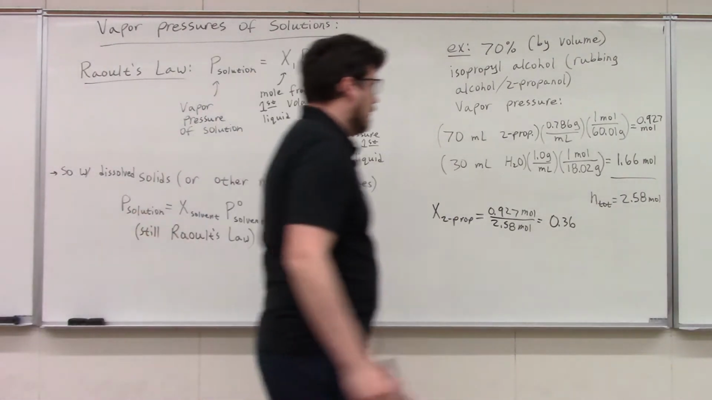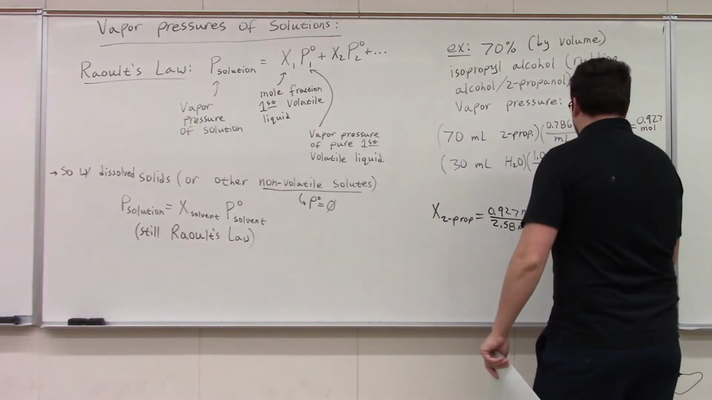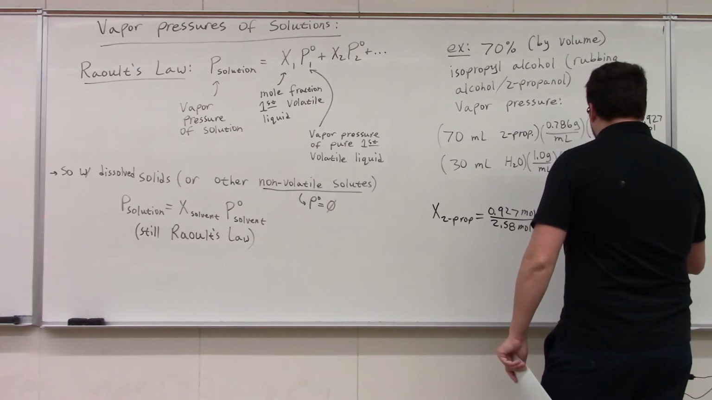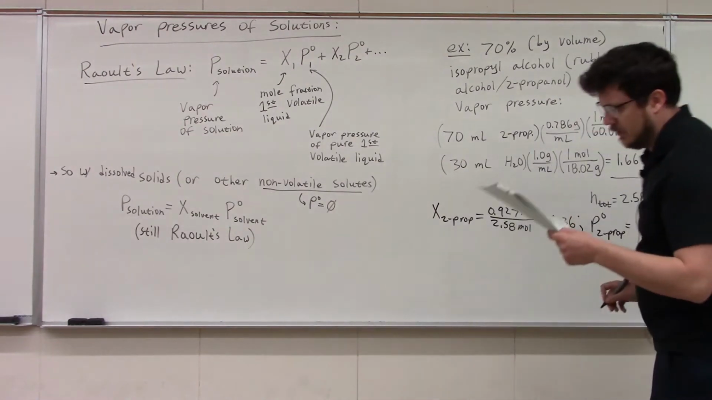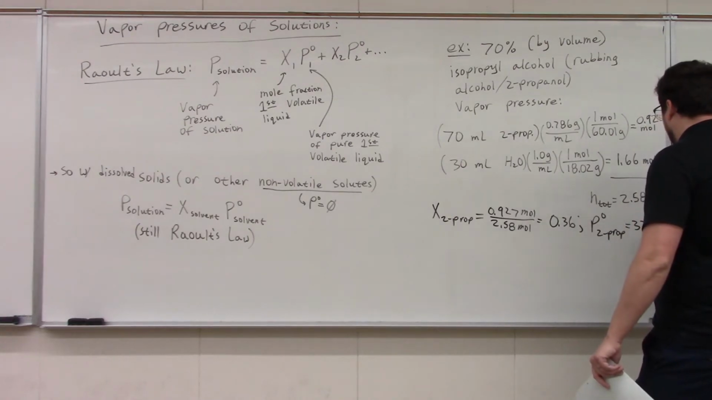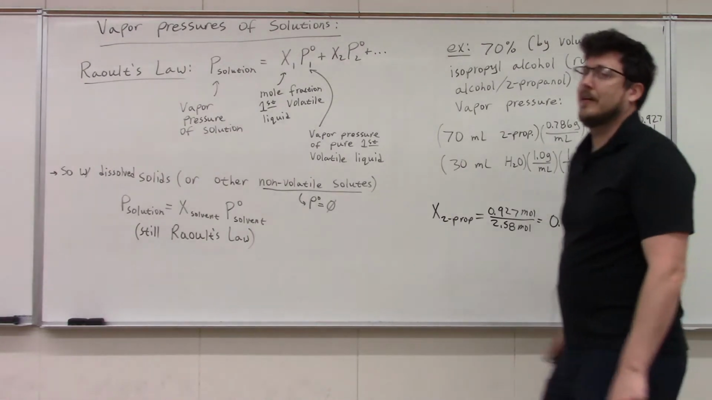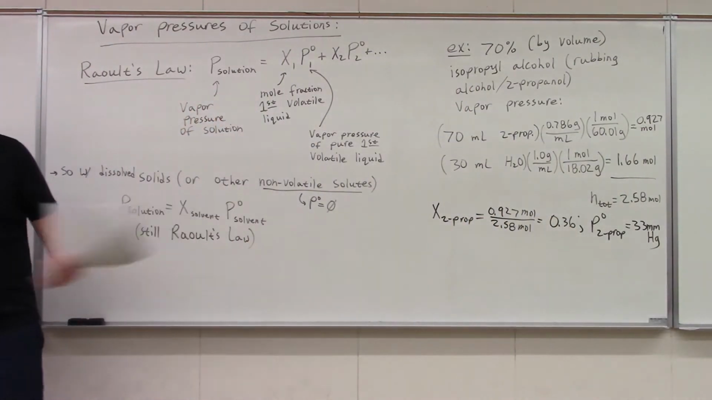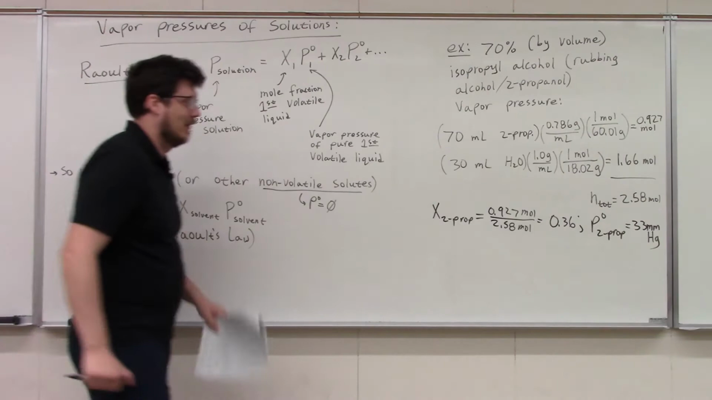And then I look up my vapor pressure of rubbing alcohol. And as you all already know, it's 33 millimeters of mercury. That's right. The random units of gas pressure are back. You're welcome. It's all coming together, right? All the painful memories of 221.